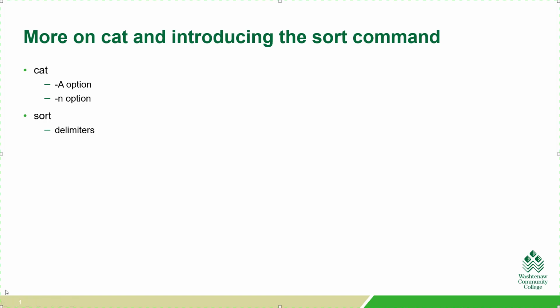In this video, we're going to look at a couple more options for the cat command, and we're going to introduce the sort command. For the cat command, we're going to look at the A and the N option. And for the sort command, we're actually going to focus on something called delimiters.